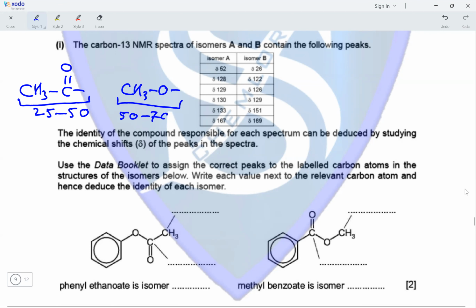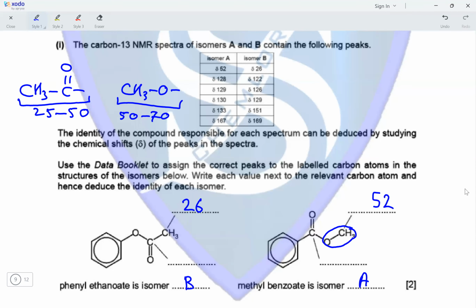to 70. So in isomer A, we have a peak at 52, which corresponds to the CH3 group next to an oxygen atom, which is not present in phenyl ethanoate but is present in methyl benzoate. Here is the CH3 next to oxygen, because of which this peak is 52. Therefore, this isomer is isomer A. So phenyl ethanoate becomes isomer B. The peak of CH3 next to C double bond O in isomer B is 26, which lies in the range of 25 to 50.